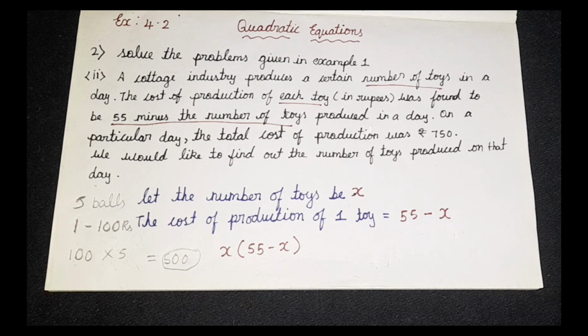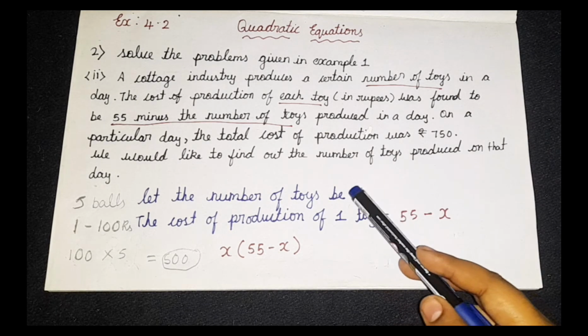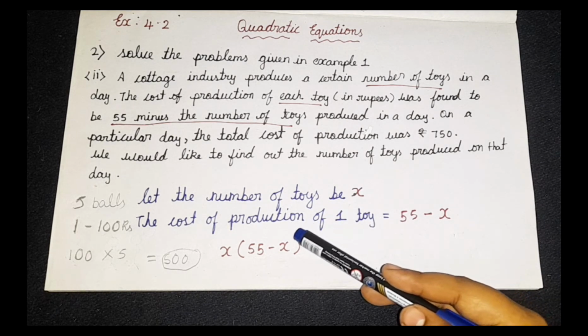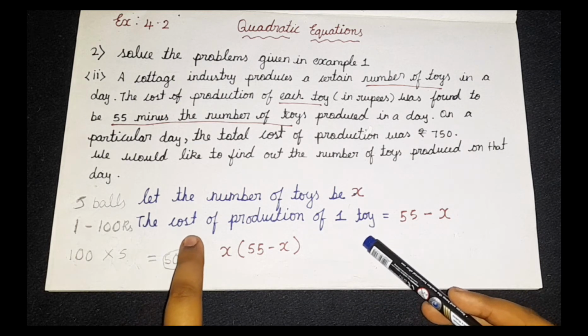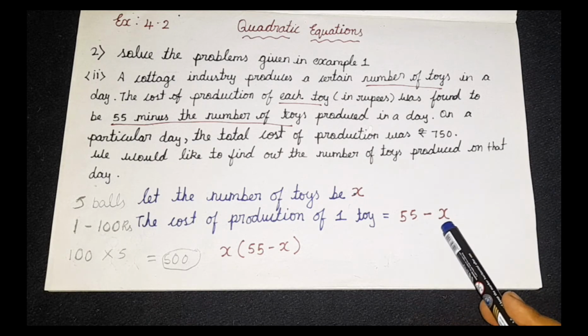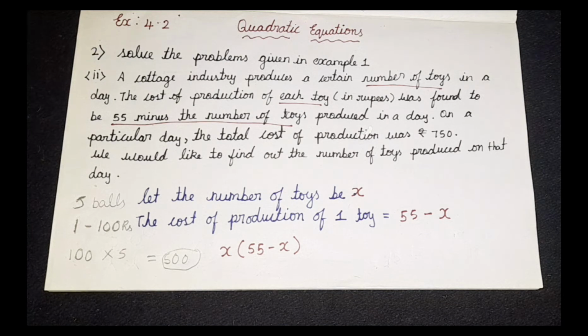Likewise, here we know the total number of toys, which we took as x. And the cost of production of one toy is 55 minus x. So when we multiply, we'll get to know how much the cost is. Likewise, we are going to do the same thing. So now it's really easy. Now let's come back to the question.